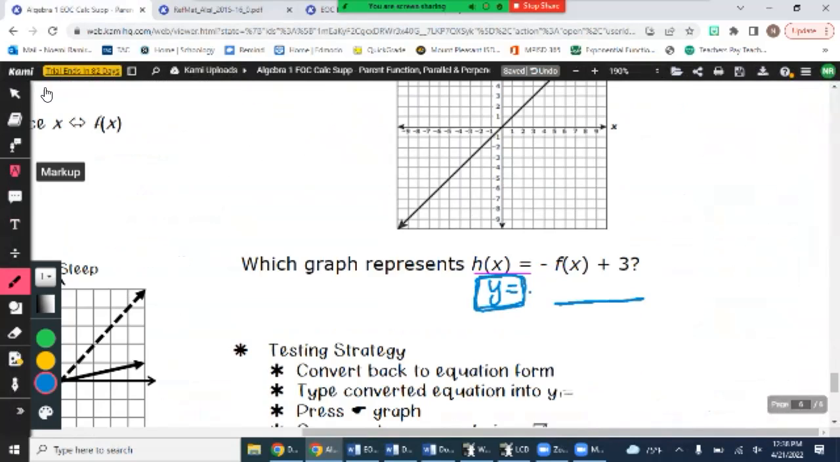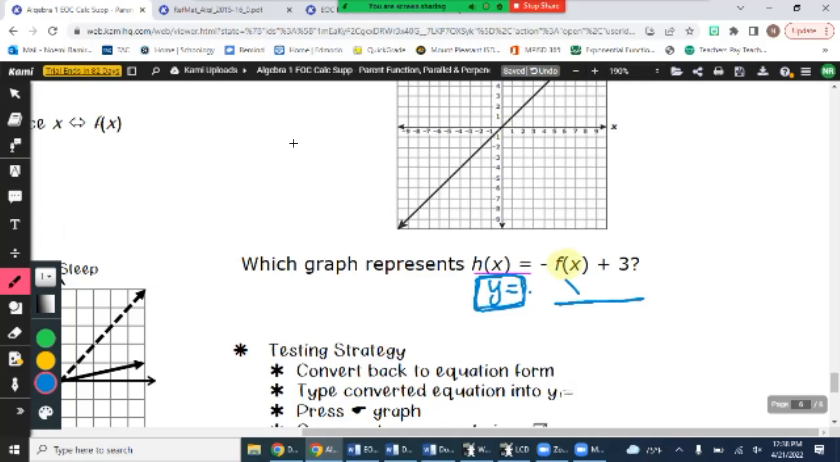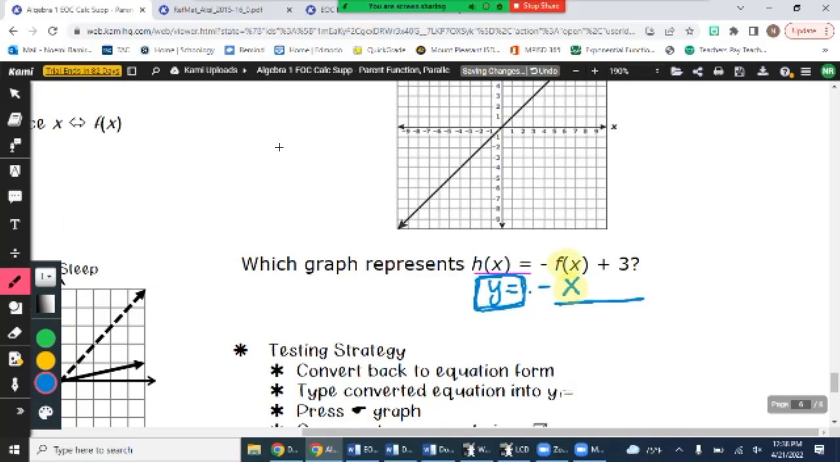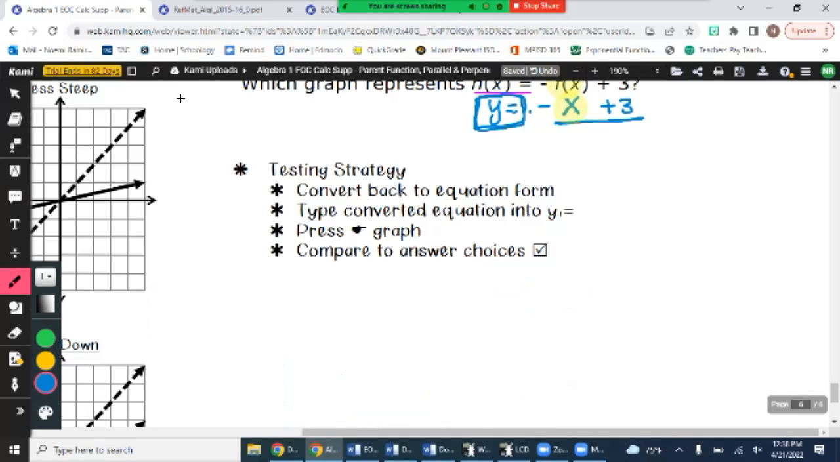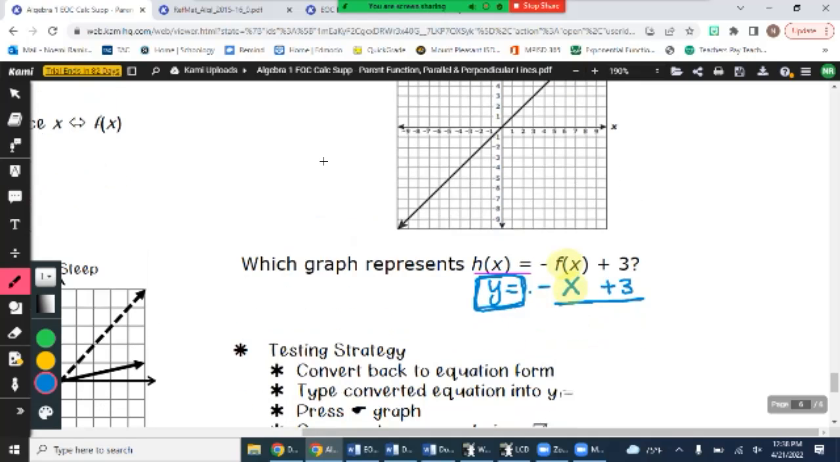F of x, we just went over it, is going to switch out with just an x. Everything else stays the same. The f of x is going to switch back to an x, and bring everything else down, that negative and that plus 3. Now, this problem in your packet goes with four answer choices that are graphs. I didn't give you those graphs because I would rather us practice graphing this line.